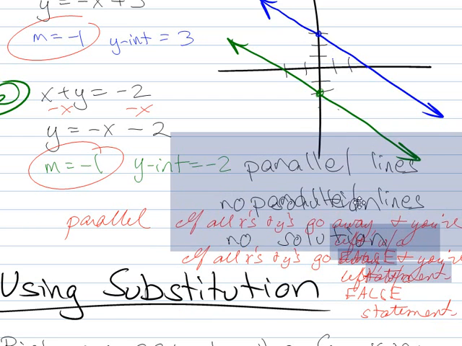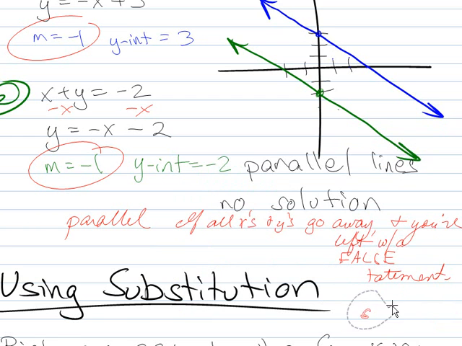So, when you have parallel lines, that's the same thing as having something like this where you actually solve it. You get a false statement. Again, they never touch. So the statement is false. There's absolutely no solution.